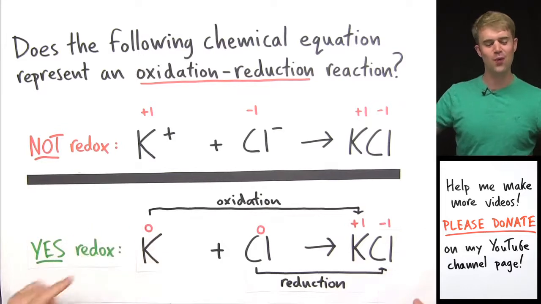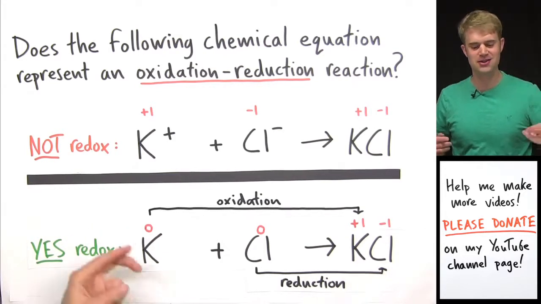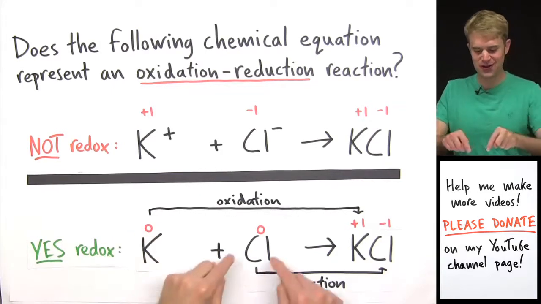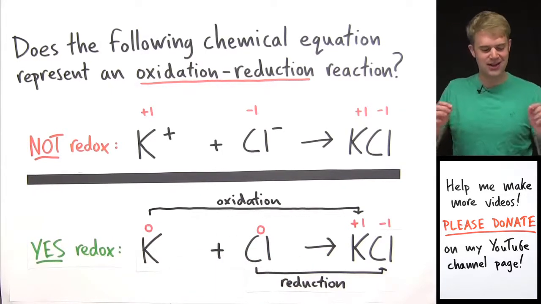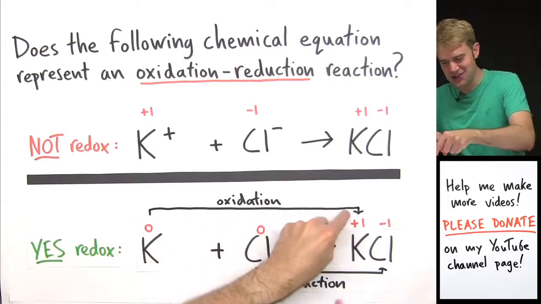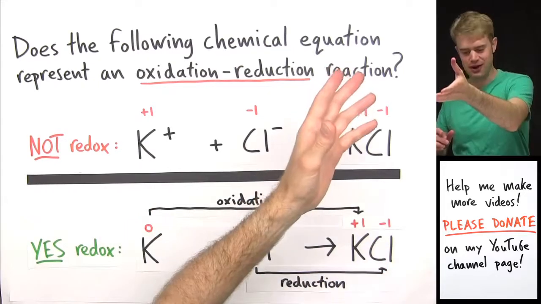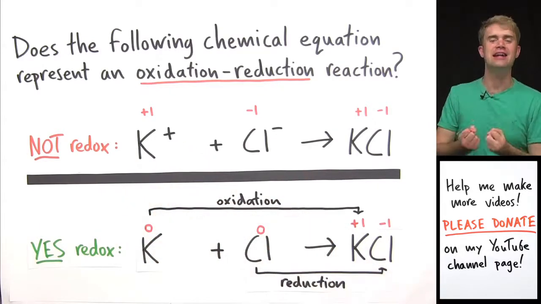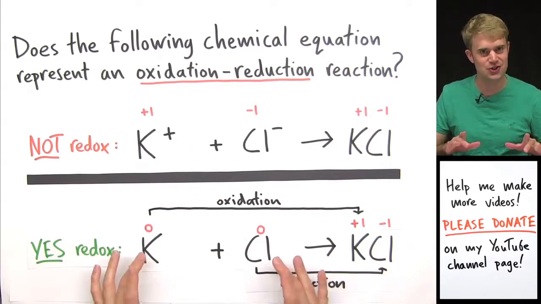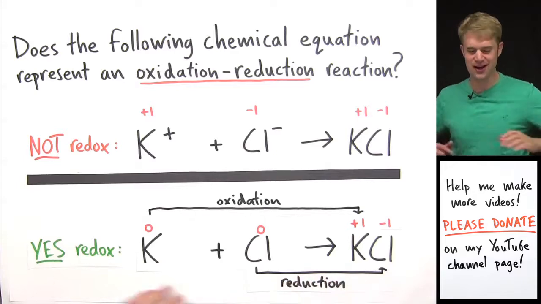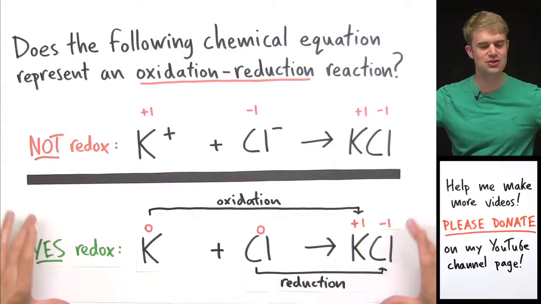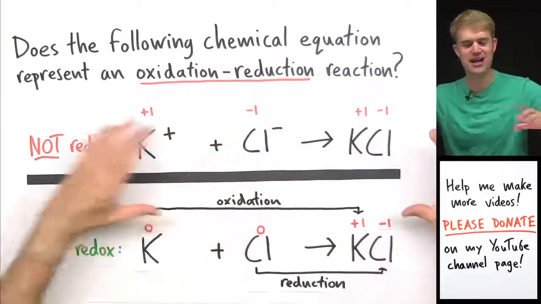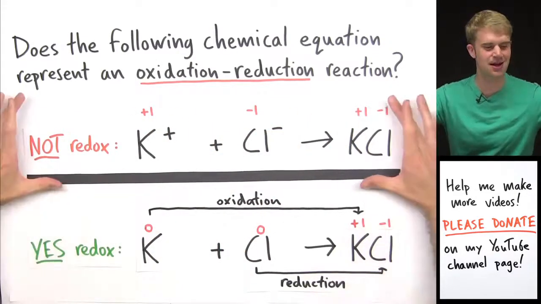This equation, though, was a redox reaction because these two things started out neutral, K neutral and Cl neutral, and the K got oxidized to 1+ by losing an electron. The Cl got reduced to 1- by gaining an electron. The charges changed because electrons were transferred, and that's why this is a redox reaction, and why this, because the charges are the same the whole time, is not.